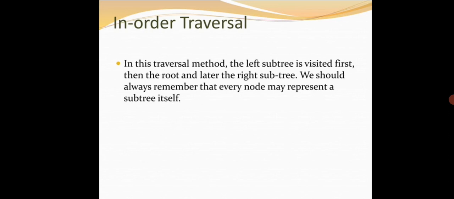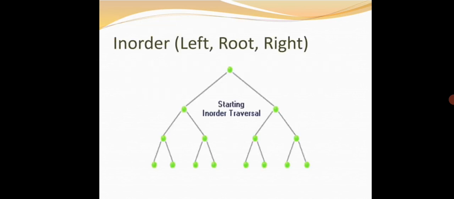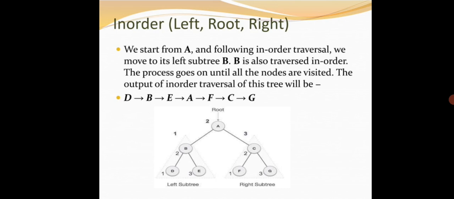There are three ways we can traverse a tree: in-order, pre-order, and post-order. In-order traversal. In this traversal method, the left subtree is visited first, then the root, and later the right subtree. We should always remember that every node may represent a subtree itself. In-order: left, root, and right.